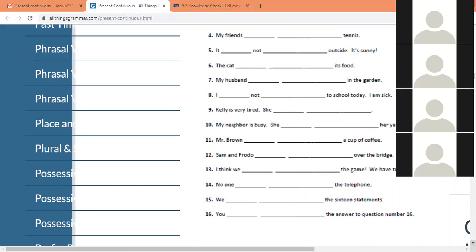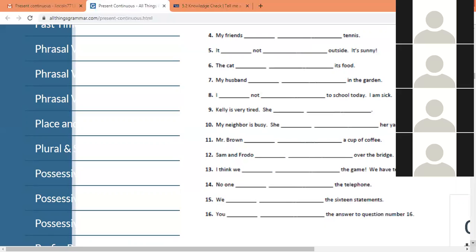We are writing the 16 statements. Number 16, Wilbur.